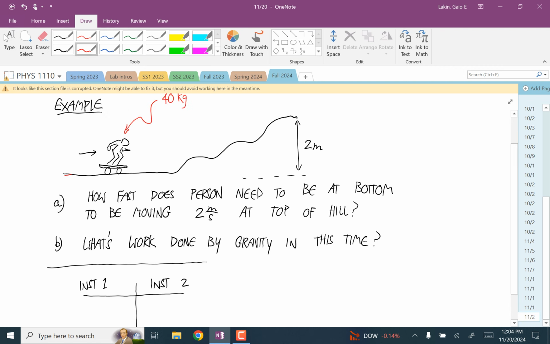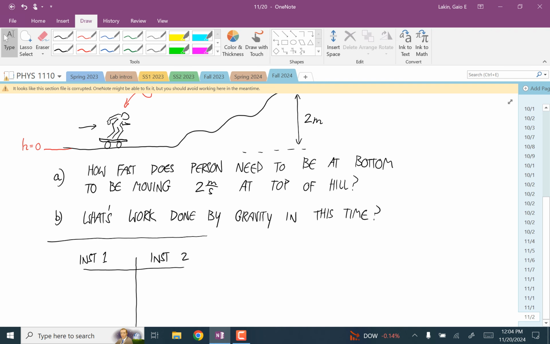And I'm going to choose my h equals 0 to be at the bottom of the hill. Remember, you can always choose that wherever you want. You just have to keep it for the whole problem. So at the bottom of the hill, the gravitational potential energy is the mass of 40 times 9.81 times, what's the height at the bottom of the hill? 0. So there's no gravitational potential energy at the bottom of the hill.